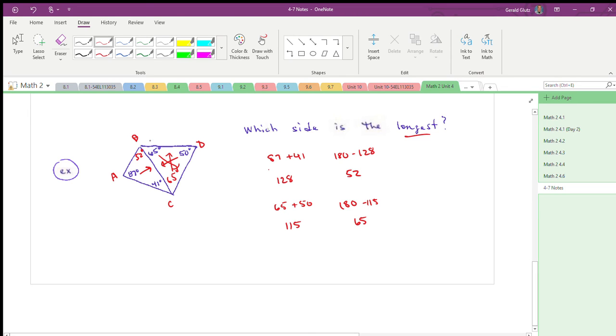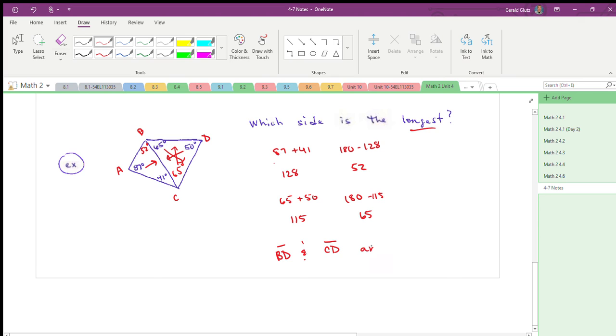So side BD and side CD. We have two answers in this one because these two angles are the same, so they are the longest sides. And that will be it for the notes.